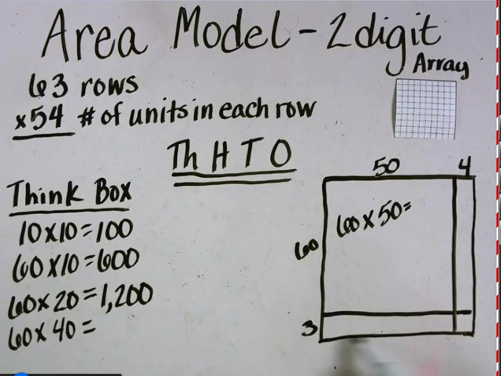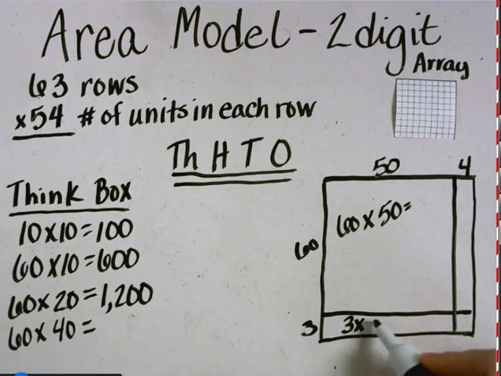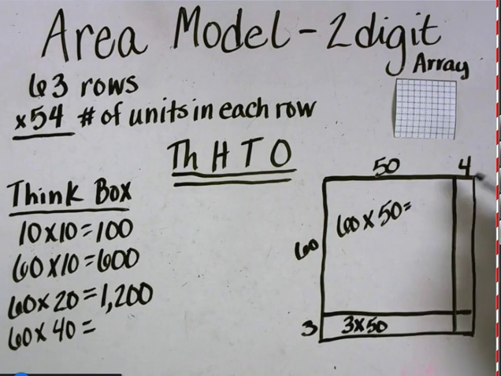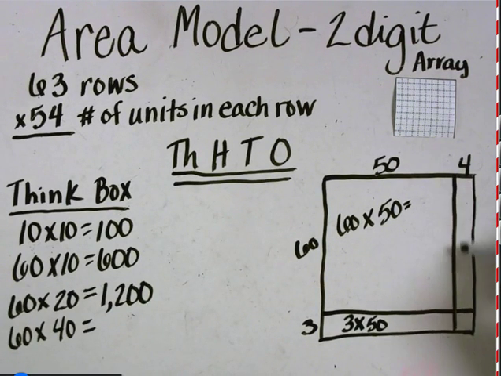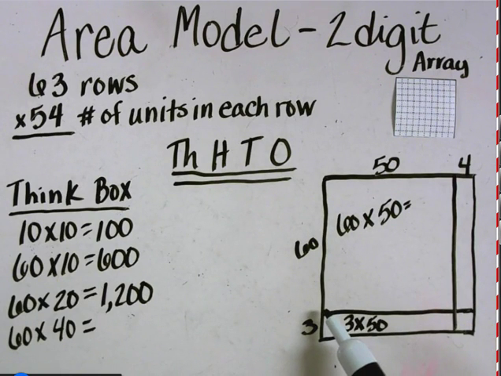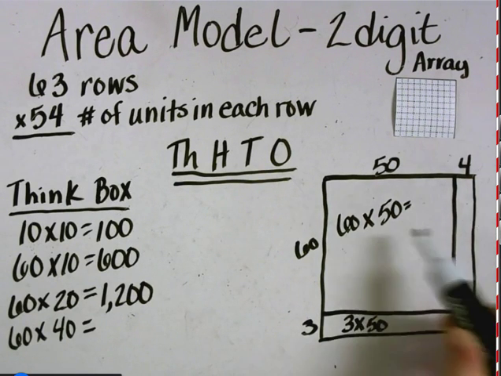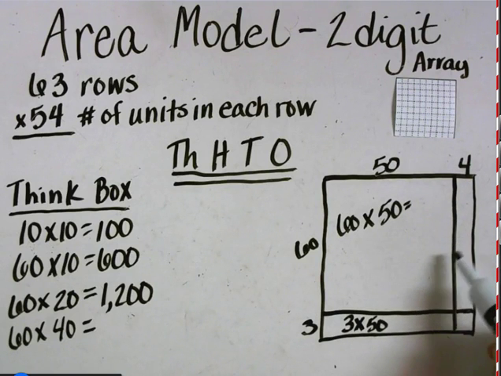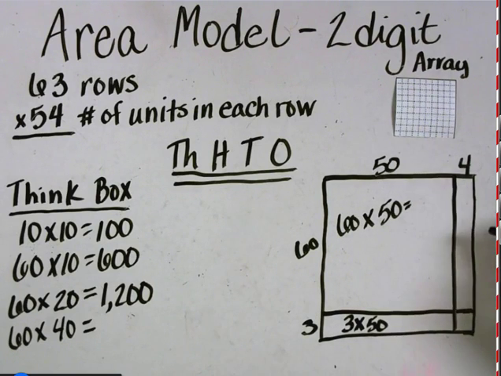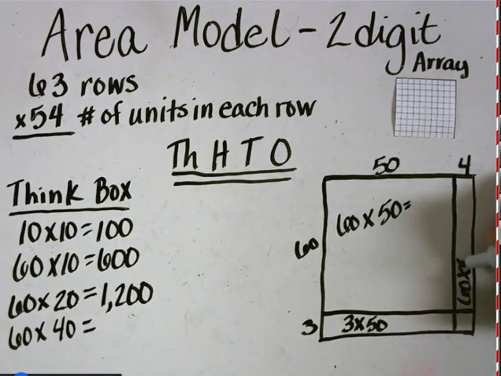I also have this box to write a multiplication sentence for, which is 3 rows with 50 in each row. So 3 times 50. And I have this box to write a multiplication sentence for, which is still 60 rows. I know that because the length of this side of the area model is the same length as this side of the area model. So this is still 60 rows, and there are 4 in each row. So I'm going to write that multiplication sentence as 60 times 4.